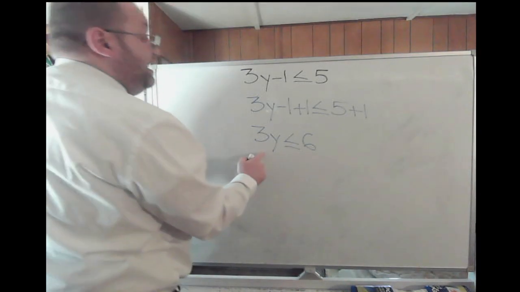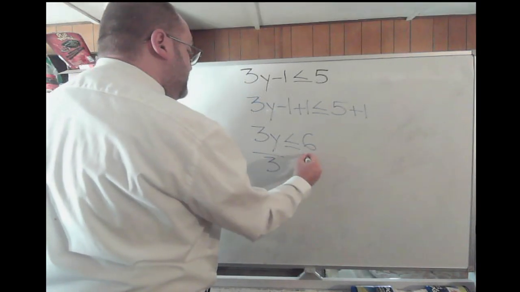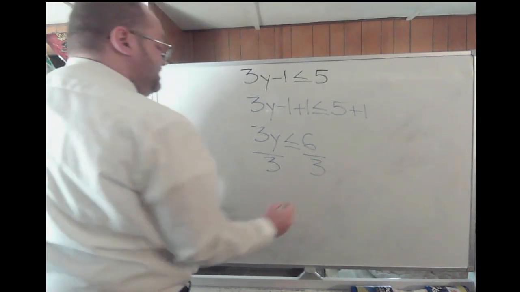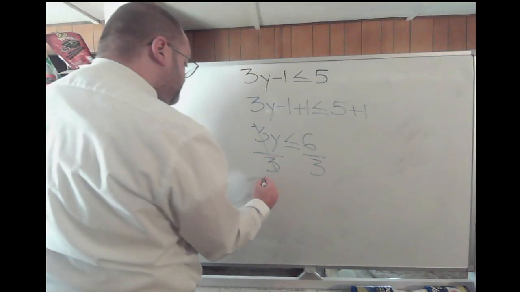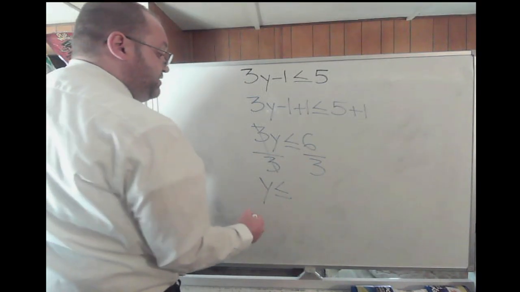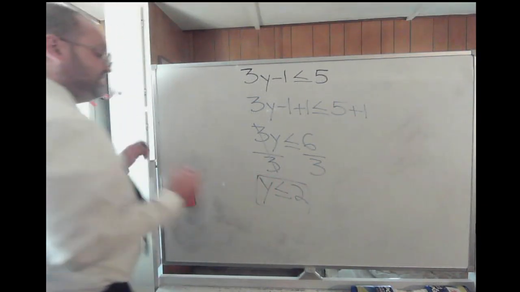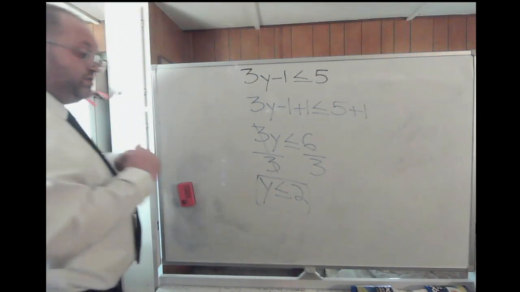Well, you have 3y, you want to solve for y, you got to divide both sides by 3. So on the left side, the 3's will cancel out. You'll just have y is less than or equal to 6 divided by 3. Well, that's 2. So y is less than or equal to 2. That's the answer you would get.